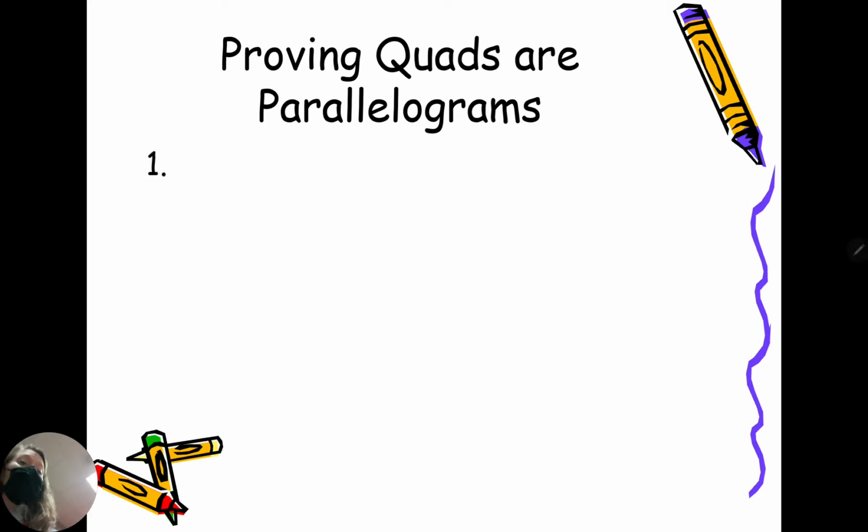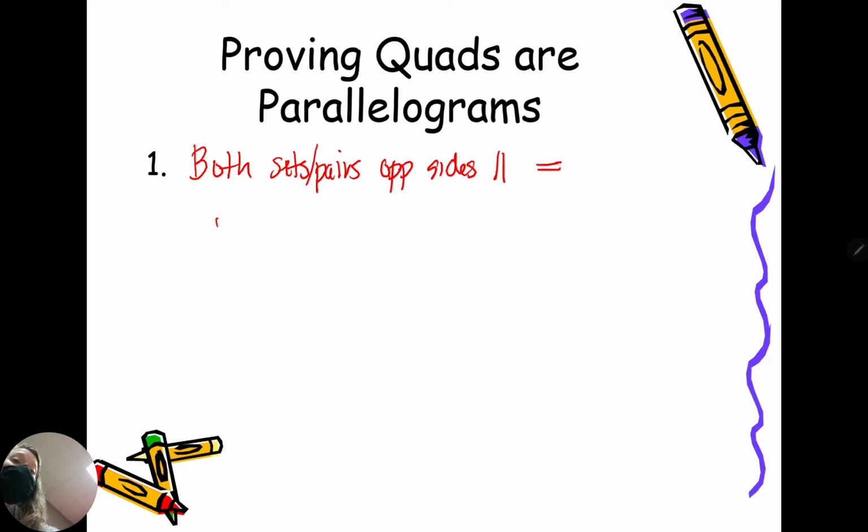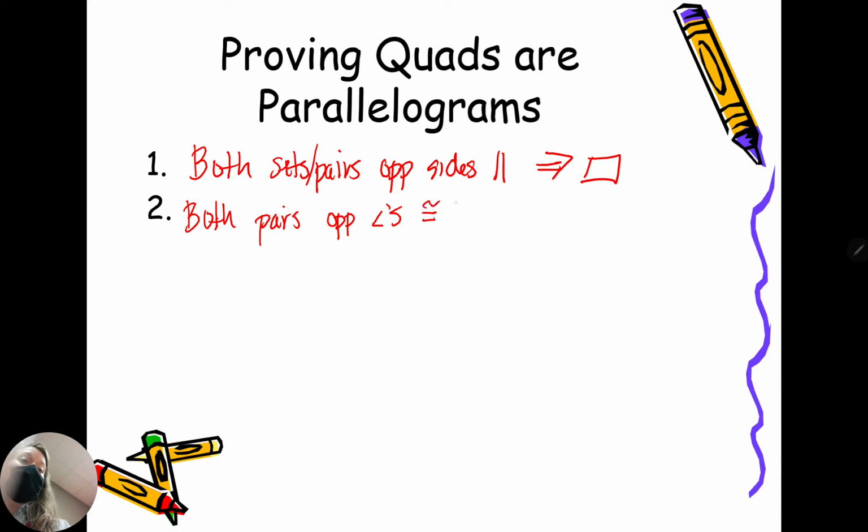So if both sets of opposite sides, or pairs of opposite sides, are parallel, then we have a parallelogram. If both pairs of opposite angles are congruent, then we have a parallelogram.